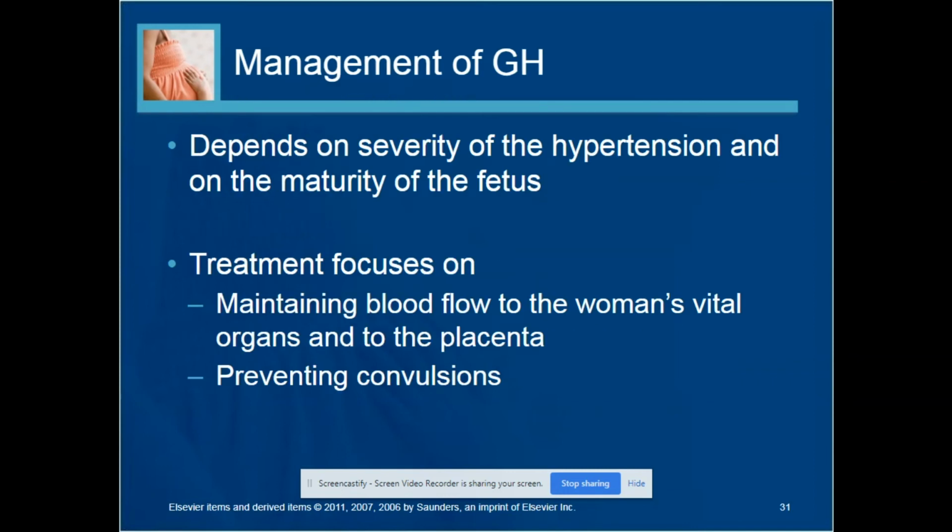So how are we going to treat gestational hypertension? That, of course, depends on the severity of the hypertension and the maturity of the fetus. Treatment focuses on maintaining the blood flow to the woman's vital organs and to the placenta. We want to prevent seizures or convulsions in this patient.